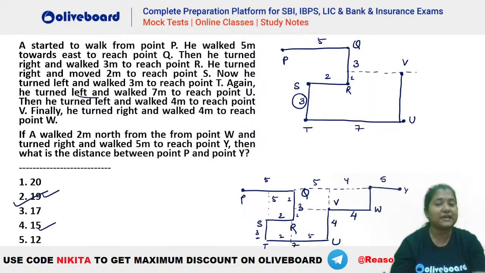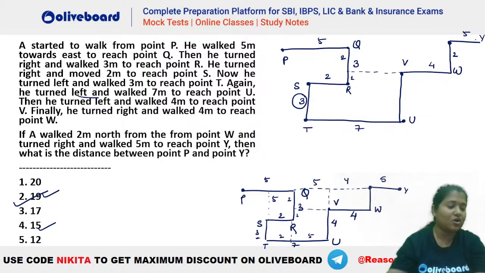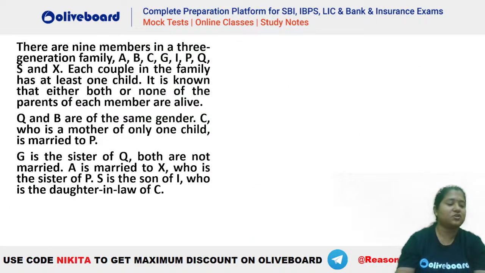Okay. Finally, he turns right and walks for 4 meters to reach point W. So you can see he walks for 4 meters. This is 4 meters. He reaches W. Now A walked 2 meters north from W. So you can see this is 1. So this has to be 2, because this QR was 3 meters, right? So that means he reaches at this point here. Okay, this is your 2 meters here. And finally, this is your 5 meters for Y. Okay, got it? Chalo. Next question on your screen.